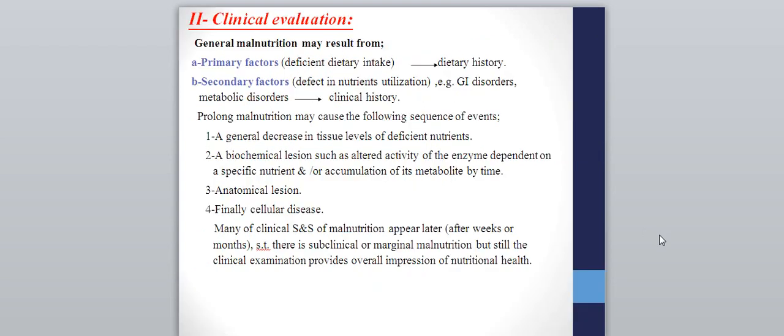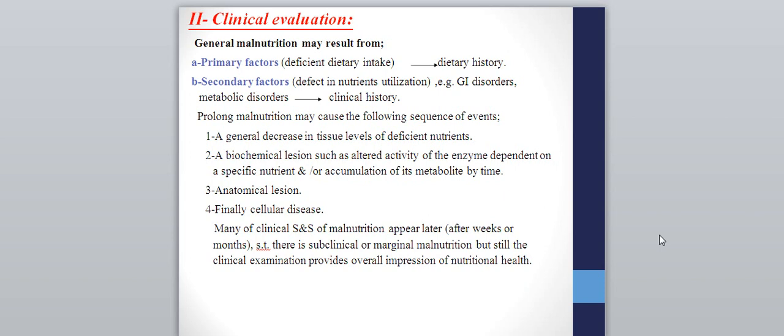The clinical evaluation here. Whenever there is malnutrition, it can result from primary causes, as there is deficiency of intake because of dietary history and dietary deficiency, or second, it is secondary to some defect in nutrient utilization, like a patient with a GIT disorder, malabsorption disease, and others.